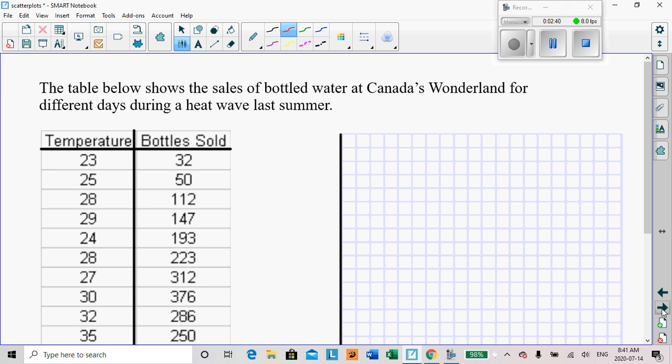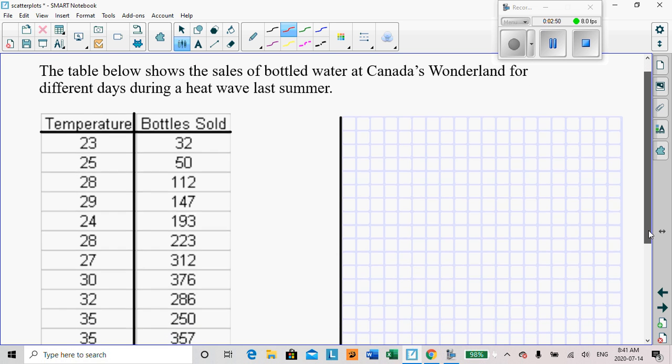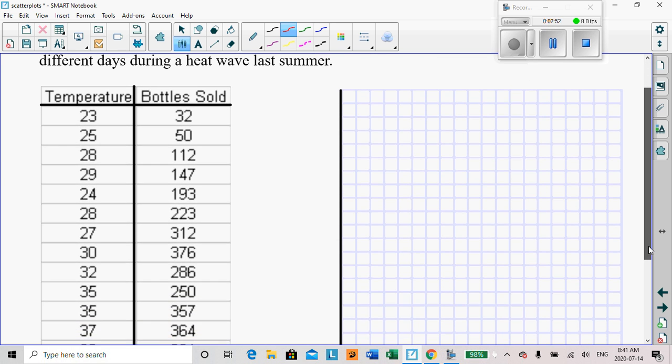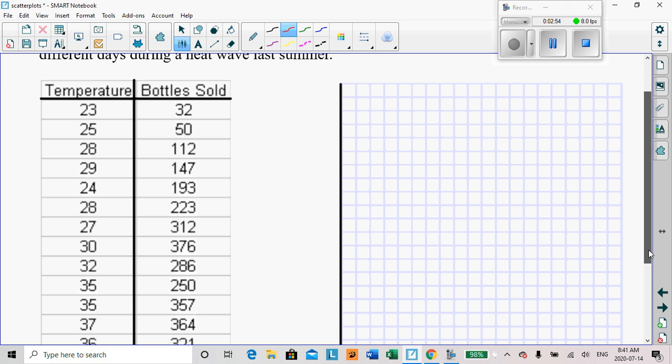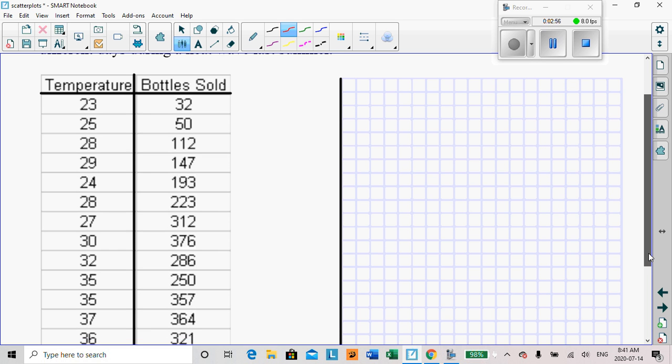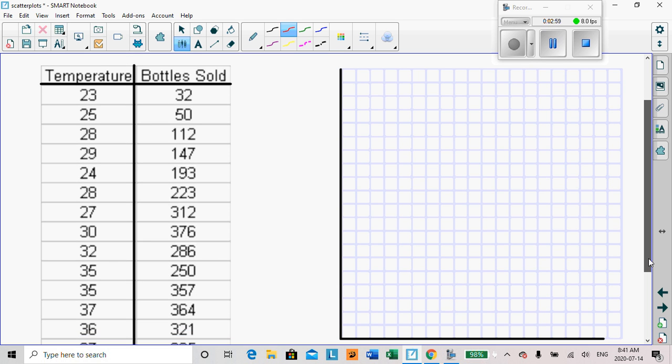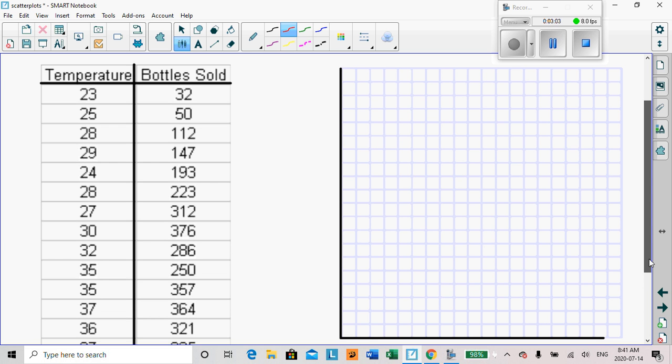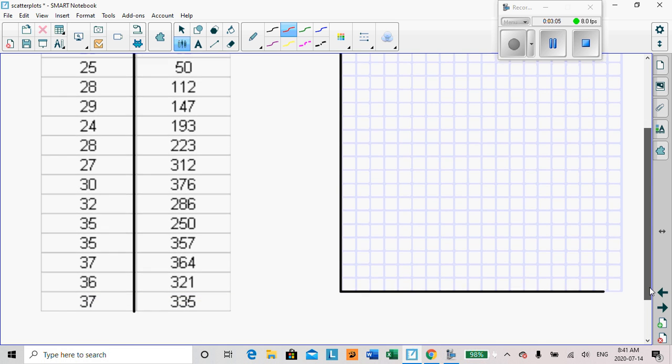Now let's do an example. Last year, when Canada's Wonderland was open, there was a heat wave, and there were bottles of water that were sold, and we have a table here that represents the temperature and the number of bottles sold. So what we have to do is decide which one of these is the cause. So I think the temperature is the cause.